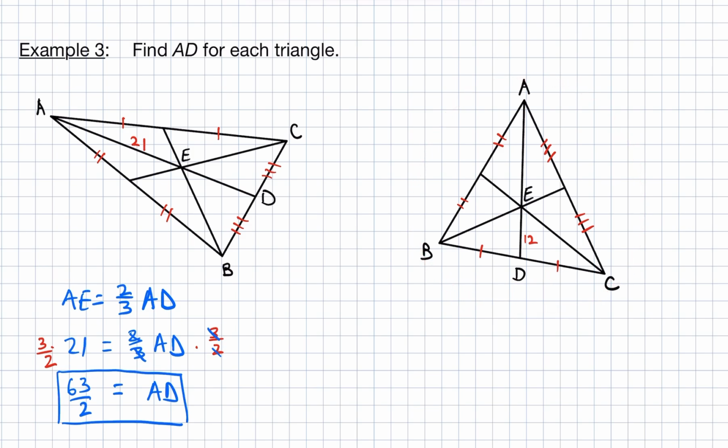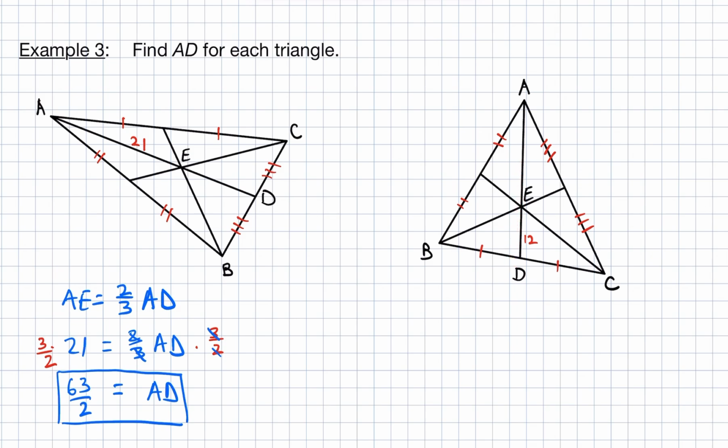Okay, here this one's going to be a little bit different in that for this median AD, part of that median, we're given DE as 12. However, if you think about this, the theorem tells us that segment AE is 2/3 of the median, right? And how do we know it's 2/3? Because it starts from the vertex to the centroid, okay? From the vertex to the centroid. So it is that portion that is 2/3 of the median AD, okay?